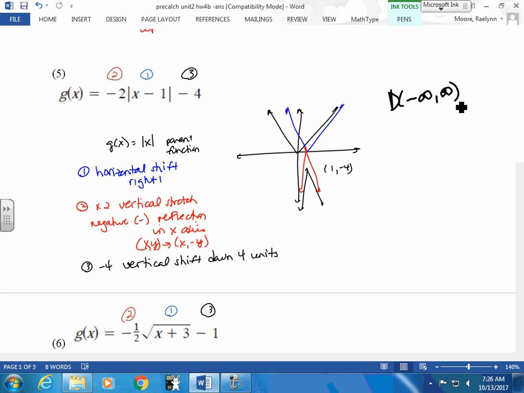What do I do with this negative? Do I vertical stretch it by a -2? No. Good. I only vertical stretch it by, I can't stretch anything by a negative number. If I'm moving its distance, it has to be a positive direction. So I stretch this by a factor of 2. The negative is a reflection.